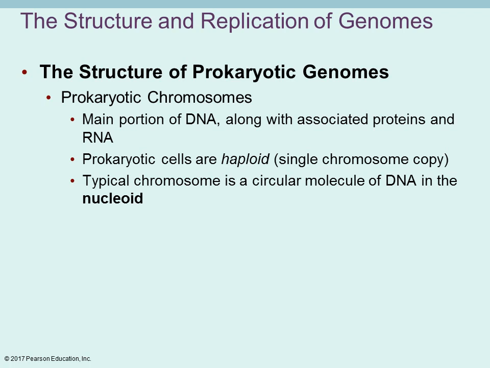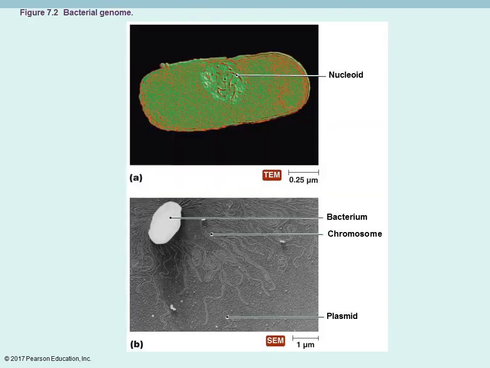When you look at prokaryotic chromosomes, number one, they're circular. Prokaryotic cells are haploid. That means they only have a single copy of the chromosome. They don't have two copies. And you're looking at DNA as far as containing that genetic information.